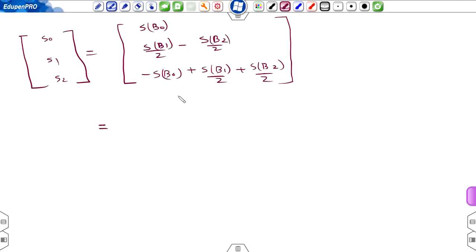Okay, so now I will break this matrix. I have s of beta 0, s of beta 1 and s of beta 2, so I can separate this. Observe this last column because it has all the terms: s of beta 0, s of beta 1 by 2 and s of beta 2 by 2. So now I am going to separate the signals. It is s of beta 0, s of beta 1 by 2, and s of beta 2 by 2. So this is a 3 cross 1 matrix.